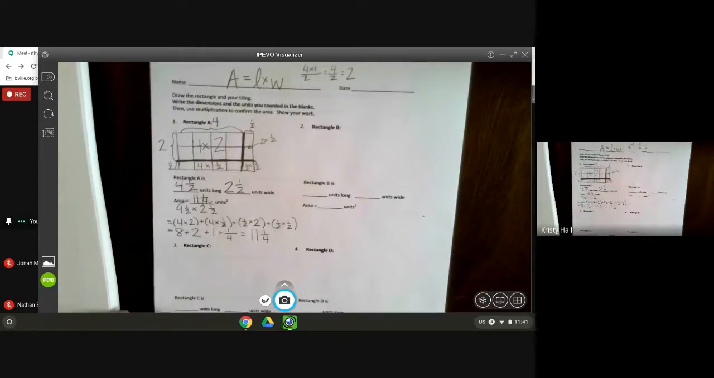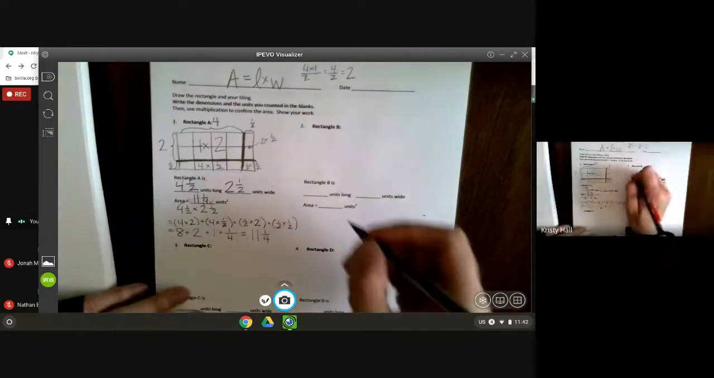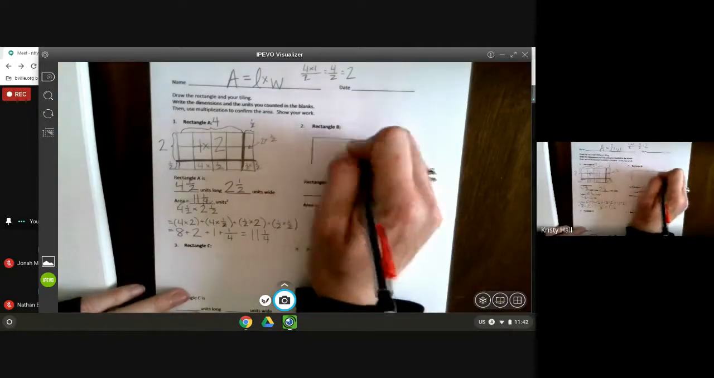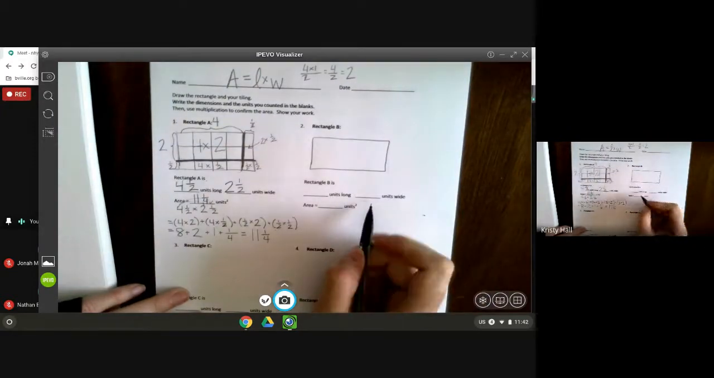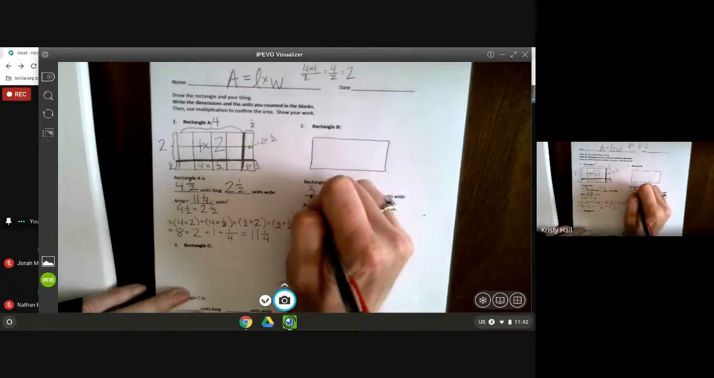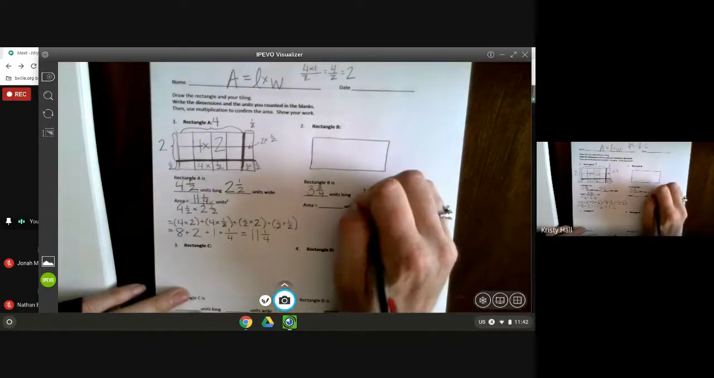Okay, that was a lot of steps. So let's do another one. For rectangle B, I'll give you the length and the width. The length is going to be 3 3/4. And the width is going to be 1 3/4.